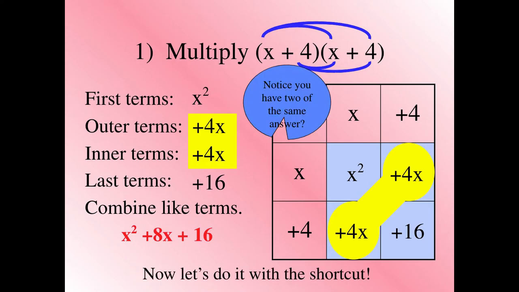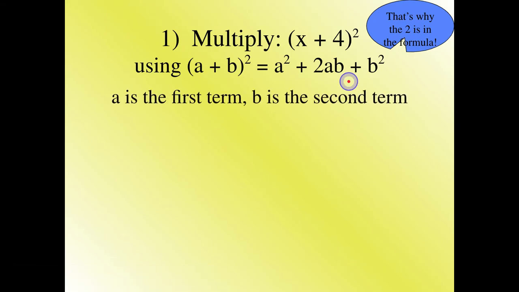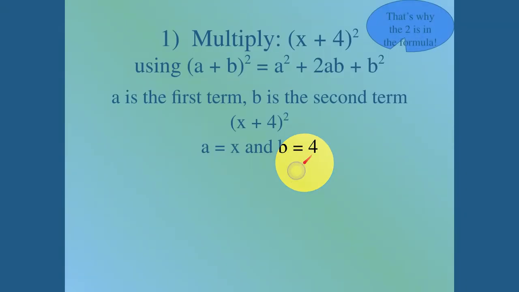But let's do that same thing, and let's apply this formula. So here's my formula written out: a squared plus 2ab plus b squared. So a is the first term, b is the second term. In this case, the first term is x, right? I've got x in my a position. In this formula, (a + b) squared, (x + 4) squared, a would be my x. My b would be my second term, in this case 4.